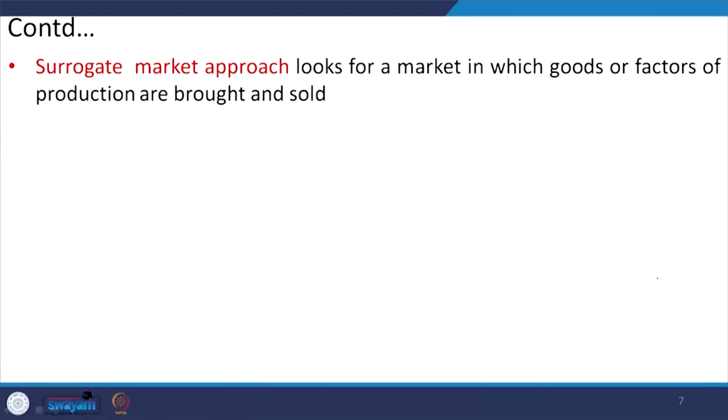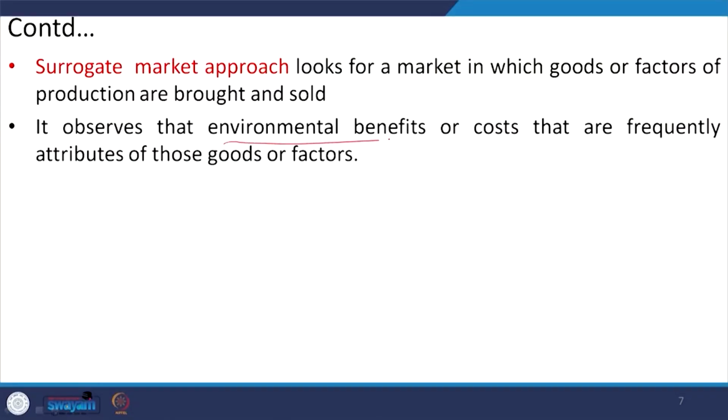So, what exactly are these surrogate markets? This is a kind of market which is helpful in finding the economic value of these non-market goods and services. Here, this surrogate market approach is searching for a market in which the goods or other factors of production can be transacted, and this market observes the environmental benefits or costs that are very frequently the attributes of those goods and services or those factors of production.